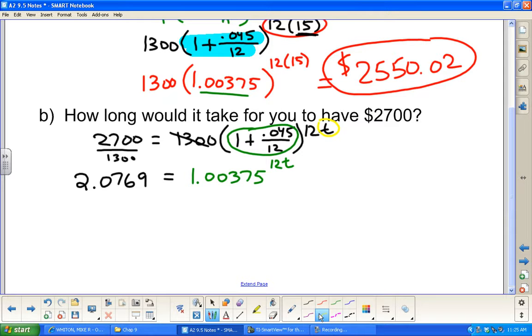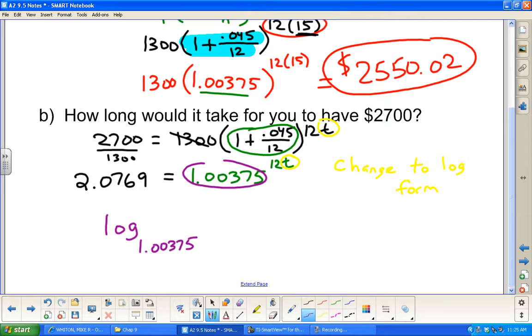So what we need to be thinking here now is, since your variable is part of an exponent, that's where logarithms help us. Let's change this to log form and see if we can finish it out that way. So if we convert this into log form, the log, remember it's log, here's my base, so that gets written as a little subscript, of the number over here has to equal whatever the exponent was, and it was 12t.